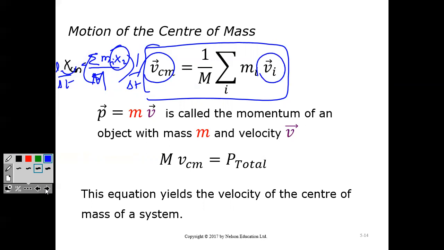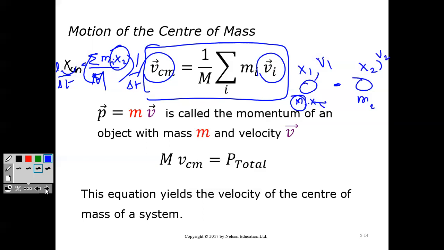So maybe we can have two particles with different positions. Mass is m1, position is x1. Mass m2, position x2. And they have different velocities, v1, v2. So now I can define what is called the velocity of the center of mass of these two objects. Individually, they have different velocities, but I can talk about the velocity of the center of mass of these two systems. So they may be going in different directions.